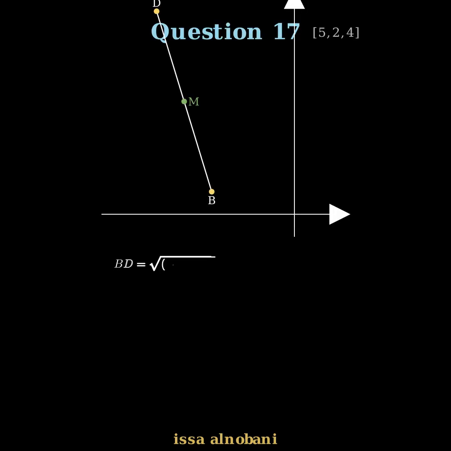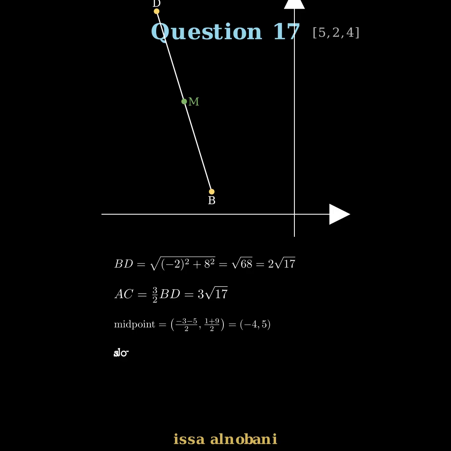Question 17. BD has length root of 2 squared plus 8 squared, which is root 68, or 2 root 17. Since BD to AC is 2 to 3, AC is 3 root 17. The midpoint of BD is negative 4, 5. The slope of BD is negative 4, so the perpendicular slope for AC is a quarter. Using the midpoint, the equation of AC is y equals a quarter x plus 6.